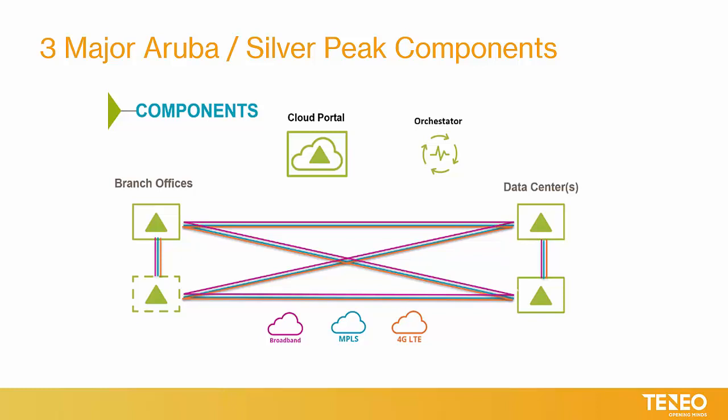We've already discussed two of the three major components that make up Aruba Silver Peak's SD-WAN solution, the orchestrator and the cloud portal. The third component to be discussed are the appliances. They're called Edge Connect, or EC for short.